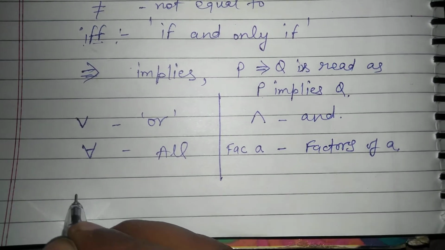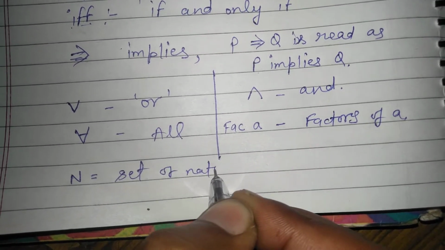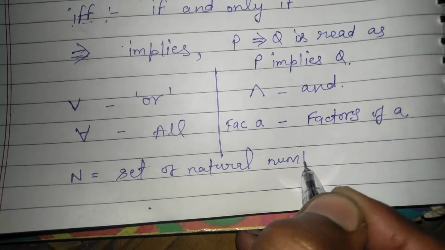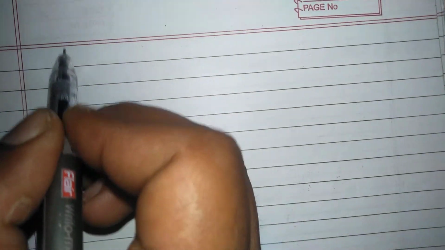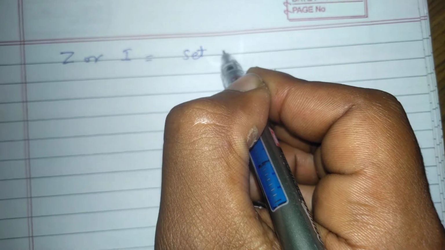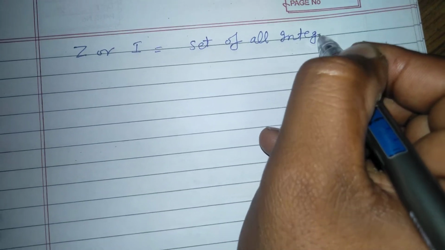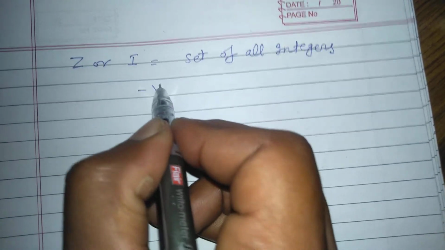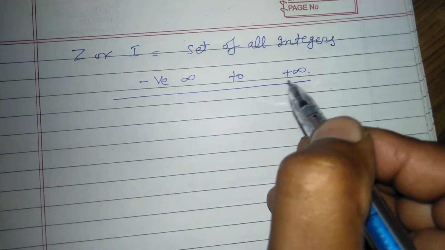Now we N, you know very well, set of natural number, it start from 1 and up to infinity. Z or I, set of all integers, and you know where negative infinity to positive infinity all numbers are integers.